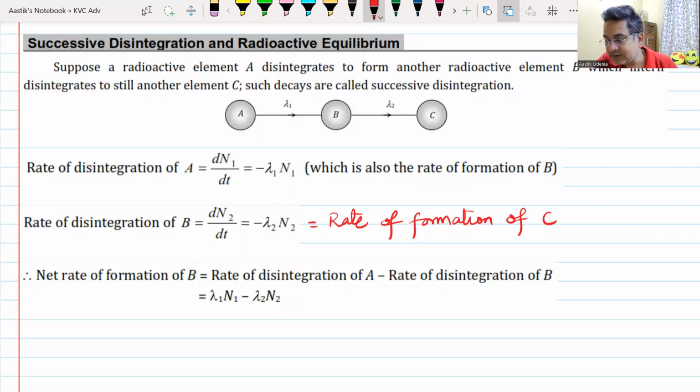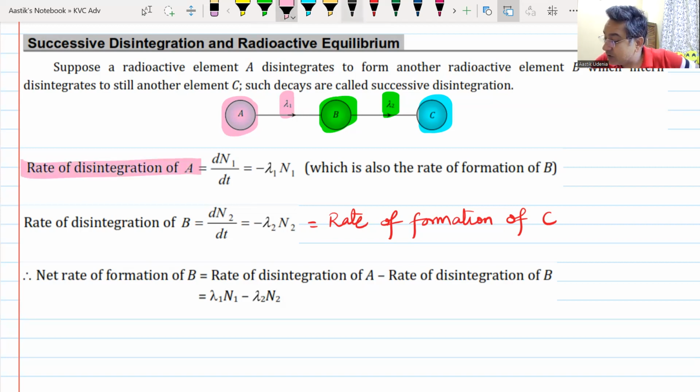Then you move on to the next heading, the last heading for this chapter, which is successive disintegration. Now, there is one radioactive nucleus A. It disintegrates into B, but B may also be radioactive, so it will disintegrate into C. Let us say that lambda 1 is the decay constant for conversion of A into B, and lambda 2 is the decay constant for conversion of B into C.